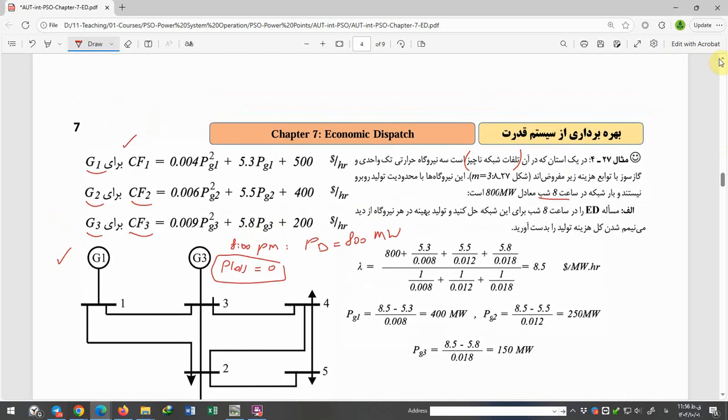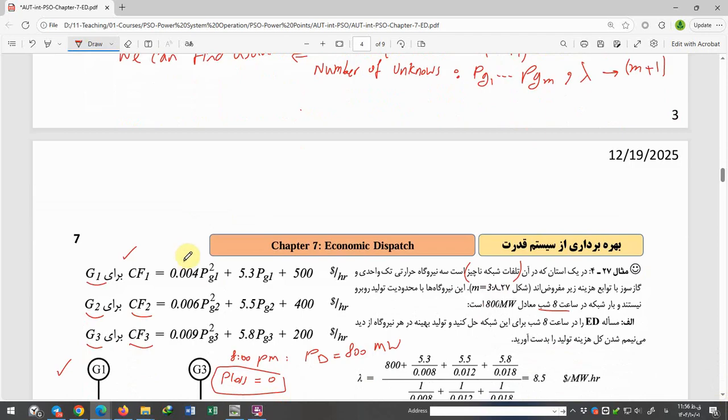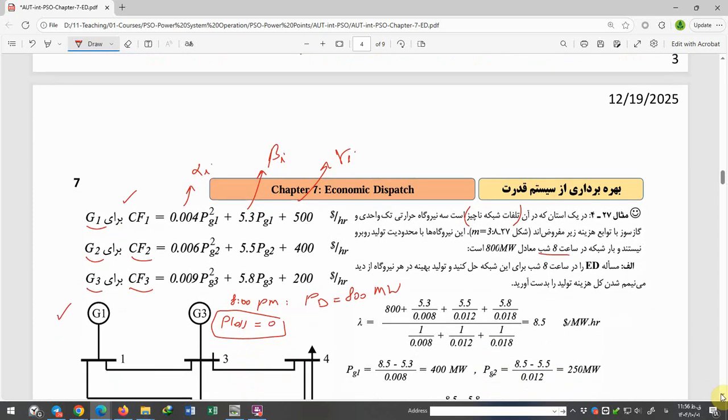So we have to use these two equations. Lambda is PD, that is 800 megawatt, plus the sum of beta I over 2 alpha I, over the sum of the inverse of 2 alpha I. That is alpha I, that is beta I, that is gamma I. So we can get lambda.